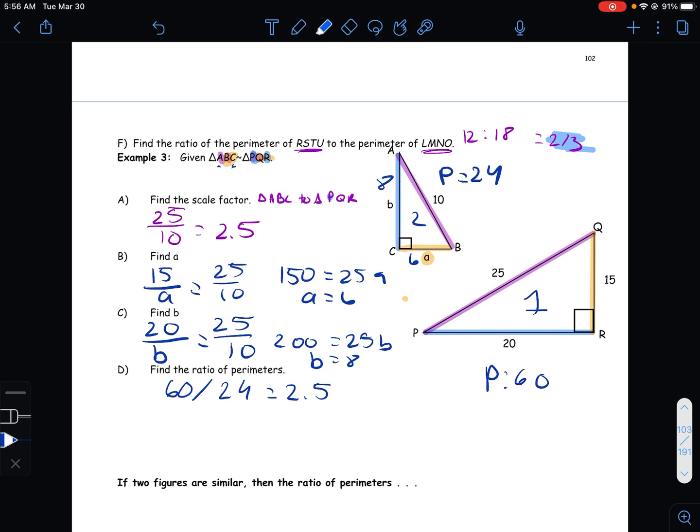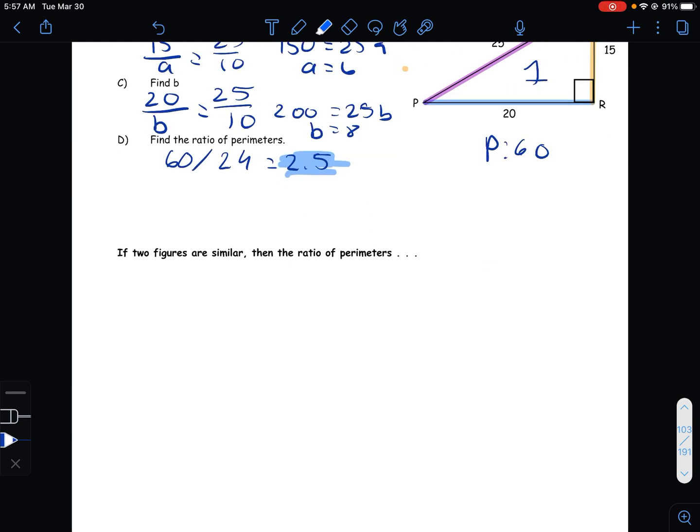All right, and notice the scale factor is the same as the ratio of the perimeters. So if the two figures are similar, the ratio of the perimeters is equal to the scale factor.